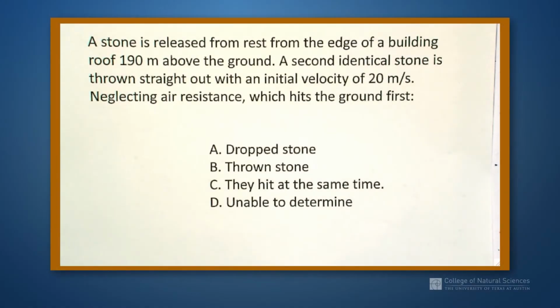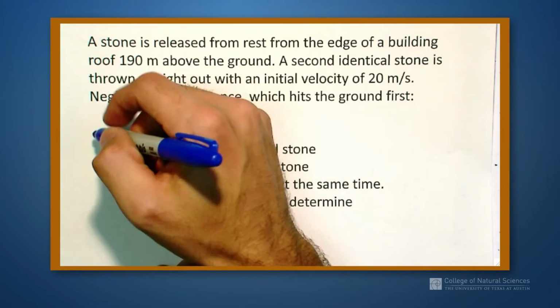So let's take a look at this problem together. A stone is released from rest from the edge of a building on a roof 190 meters above the ground. A second identical stone is thrown straight out with an initial velocity of 20 meters per second. Neglecting air resistance, which hits the ground first? Also kind of an interesting problem.